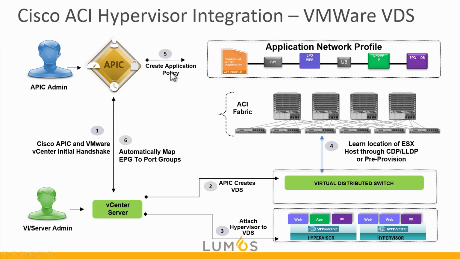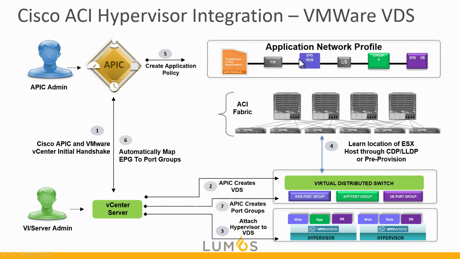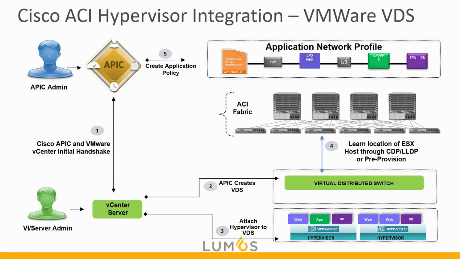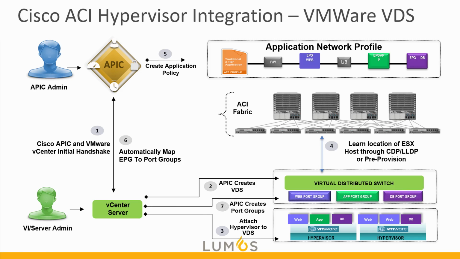The APIC admin is going to create an application policy with its corresponding endpoint groups. As the APIC admin creates those endpoint groups, those are going to push down and automatically map and assign the VLAN to the port group. So it's going to create the DVS and create the port group in the DVS, assign the VLAN ID to the port group, and those will be created on the distributed switch.